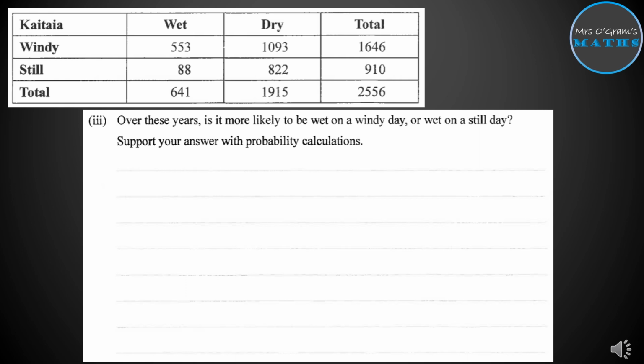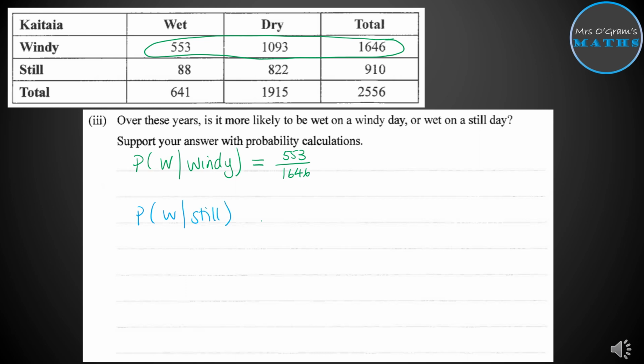Part 3 asks us to compare the chances of being wet on a windy or a still day. So let's split those up. So the probability that it's wet given that it is windy, so we are looking at only the windy days, the chance of them being wet is 553 out of 1646. Similarly, if we go for the probability of it being wet given that it's a still day, we'll be looking at just the stills, and the chance of them being wet is 88 out of 910.